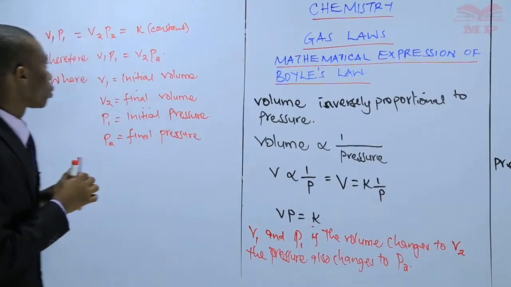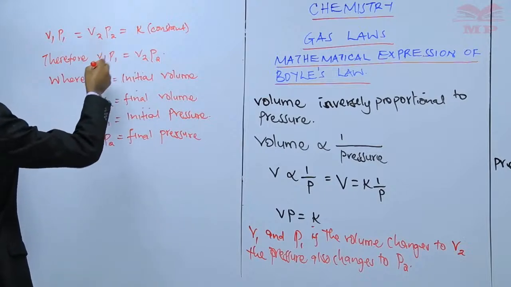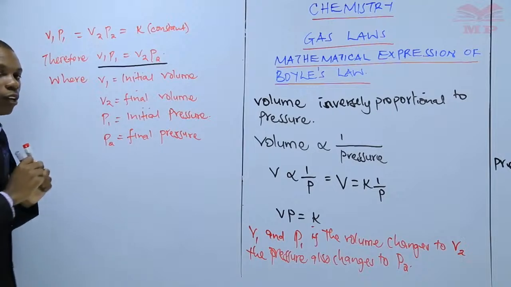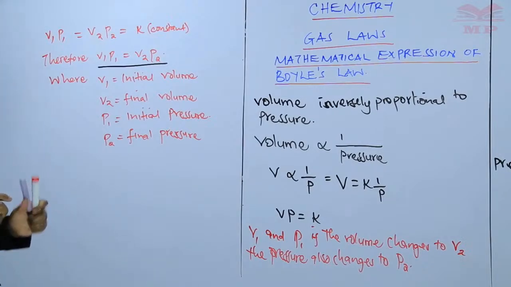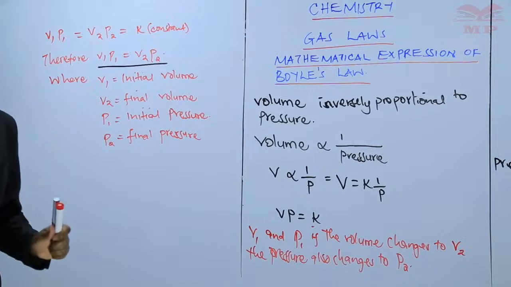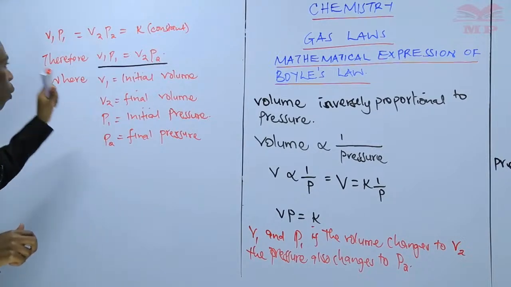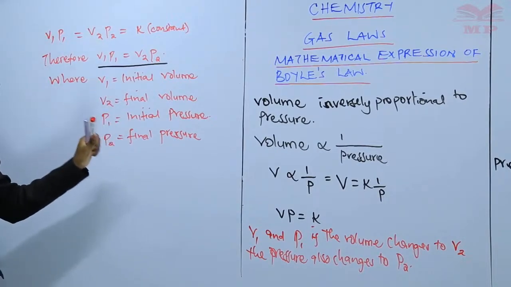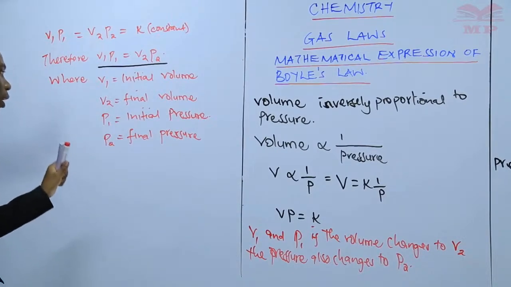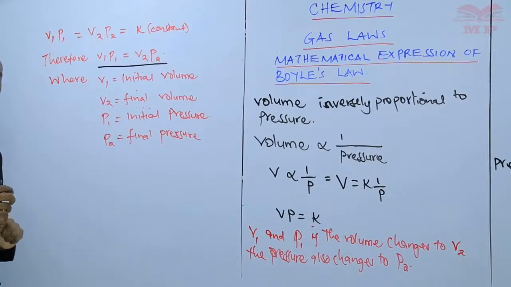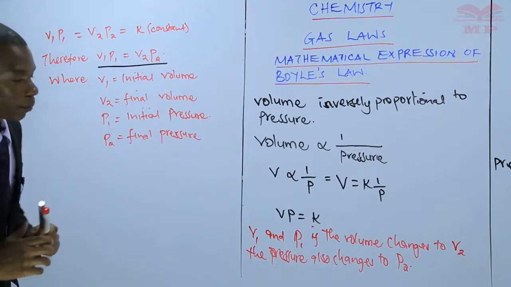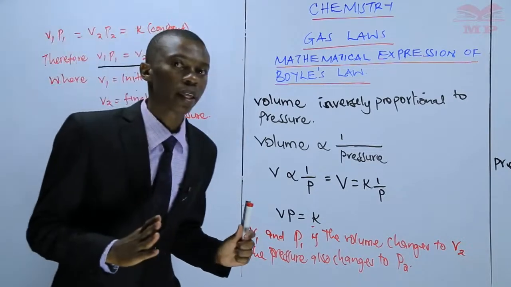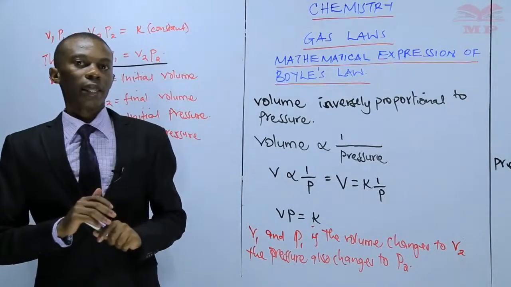Therefore, this is the expression we'll be using in all our calculations. In all our calculations, we'll use V1 P1 equals V2 P2, where V1 is the initial volume, V2 is the final volume, P1 is the initial pressure, and P2 is the final pressure. So that is the expression. So basically that is how you come up with this expression, and that is our lesson.